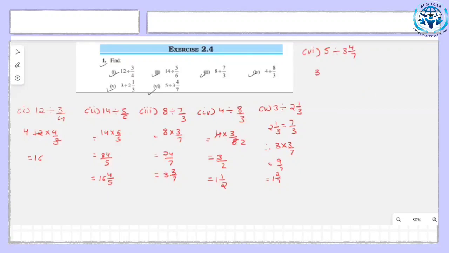Last one, 5 divided by 3 4 by 7. 3 4 by 7 in the form of an improper fraction, 7 3s are 21. 21 plus 4 is 25, 25 by 7. Now 5 into 7 by 25. 5 5s are 25, 7 by 5 or 1 2 by 5.